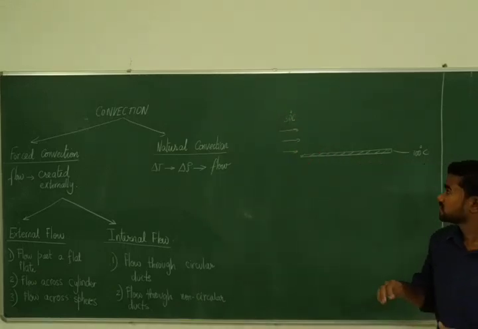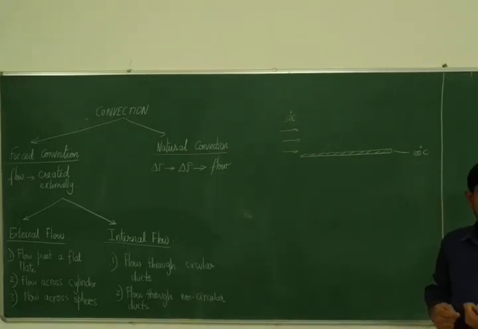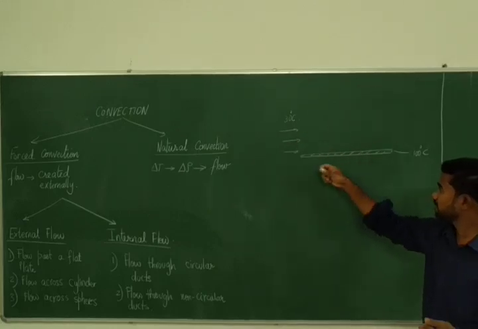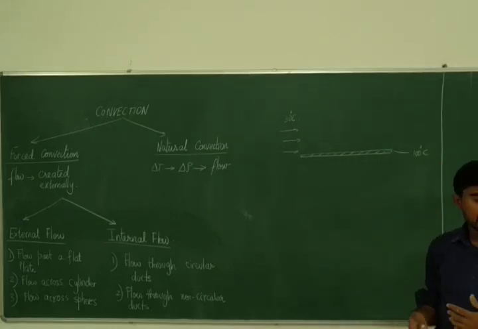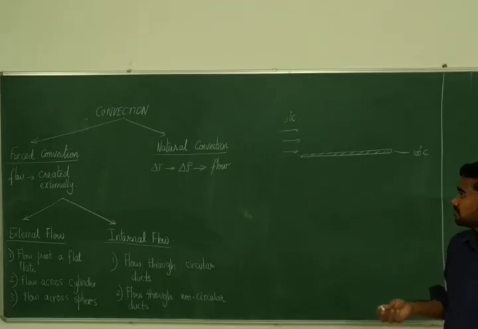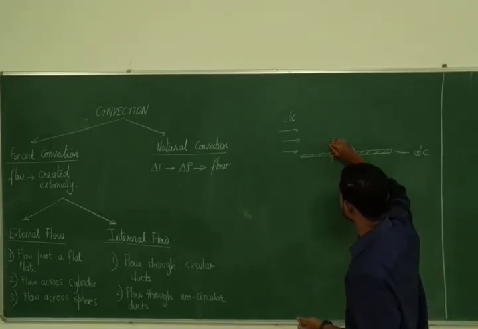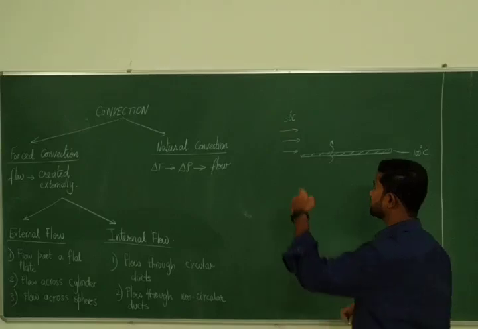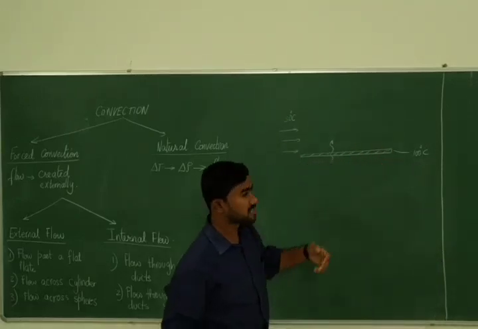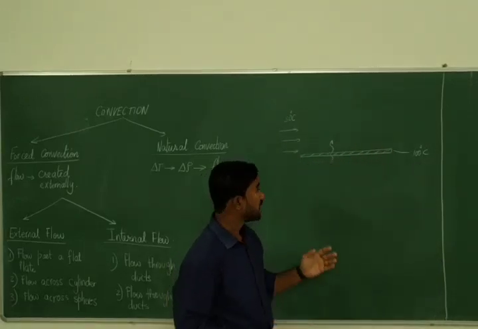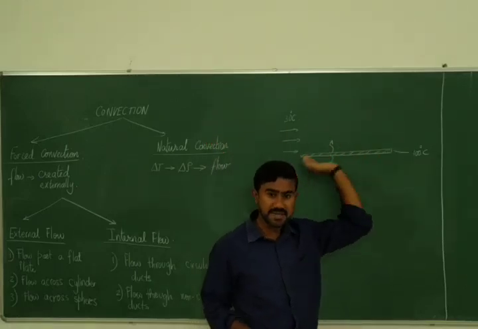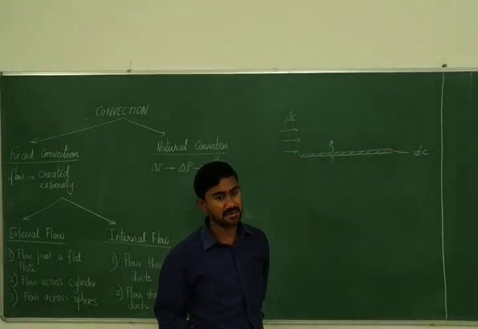This is clear. So what will happen to the fluid? If a fluid is flowing past a hot plate, what will happen to the fluid? The fluid becomes hot because there is heat transferred from the plate to the fluid. There is a temperature difference. Because of the temperature difference, there is going to be a heat transfer. And here the fluid also washes the heat away. So this is a convection heat transfer.